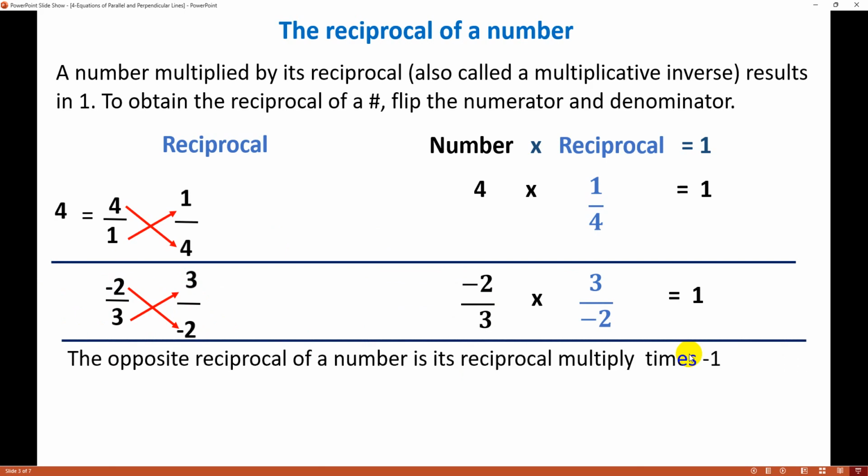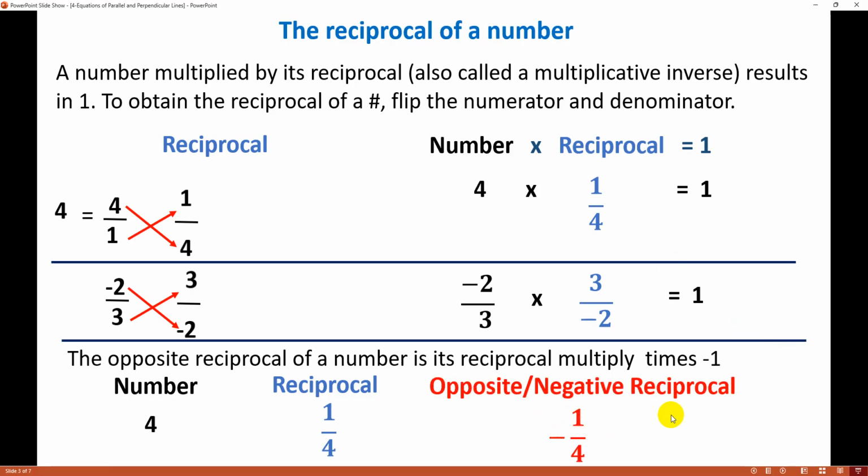Now let's see another concept, which is the opposite reciprocal of a number. Basically, the opposite reciprocal is the reciprocal multiplied times negative 1. For example, we have the number 4. The reciprocal of 4 is 1 over 4, as we saw before.